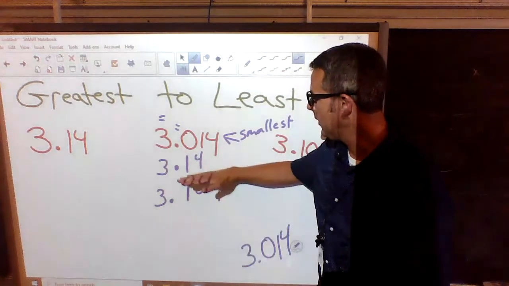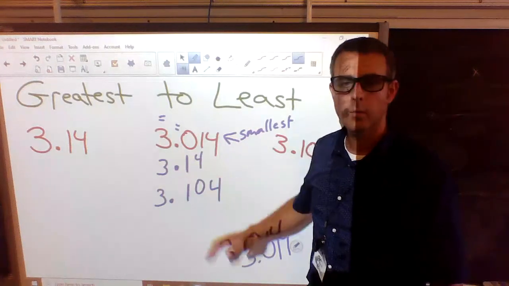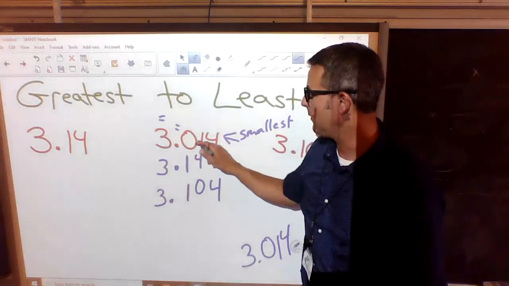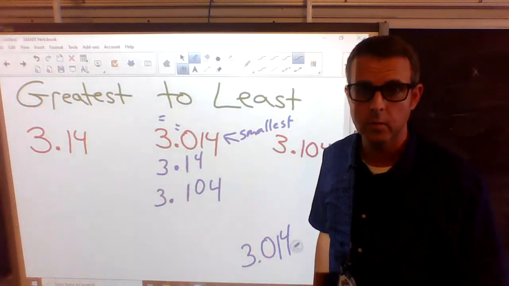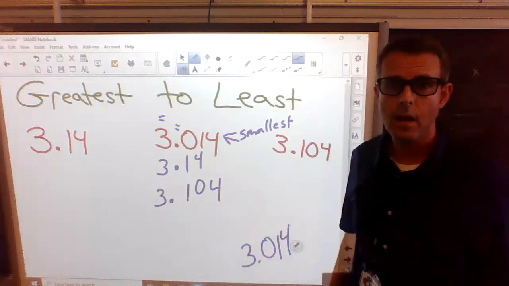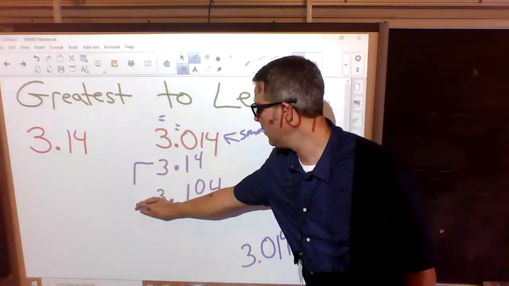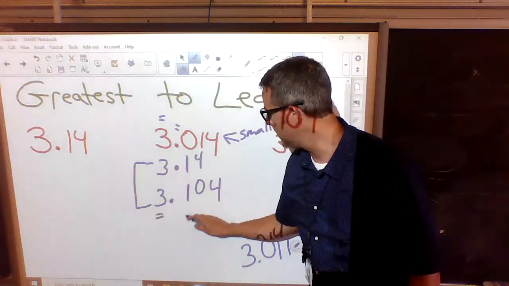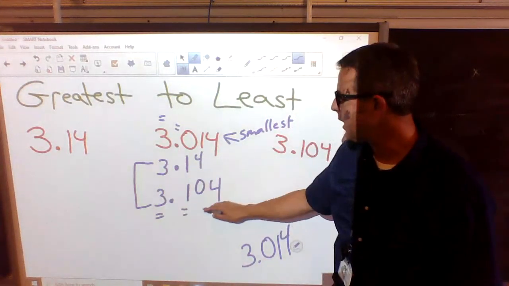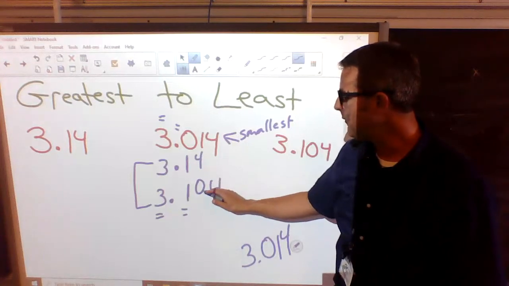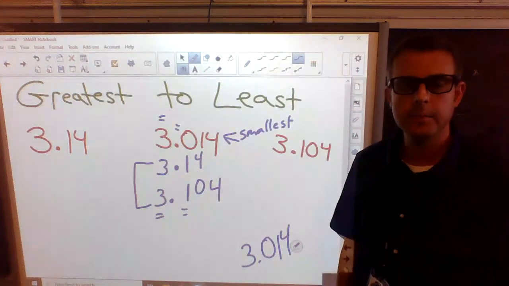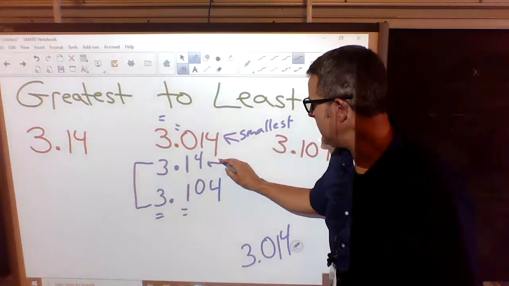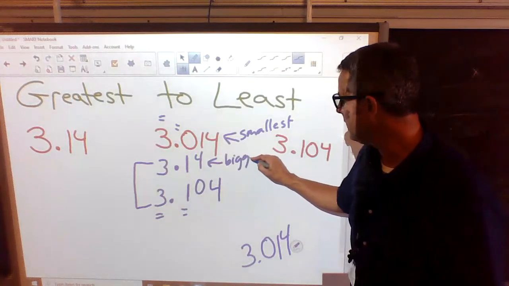Now we just have to focus on the 2 that are left. Which one's bigger? So again, this one's done. We've already finished it. You could even mark it out if you wanted to. You're done with it. So now we're just comparing the 3.14 and the 3.104. We've already said that these are equal and the ones are equal. So now I'm in the hundredths column and I have a 4 and a 0. Which one's bigger? The 4. So this has to be the biggest number or the largest number.